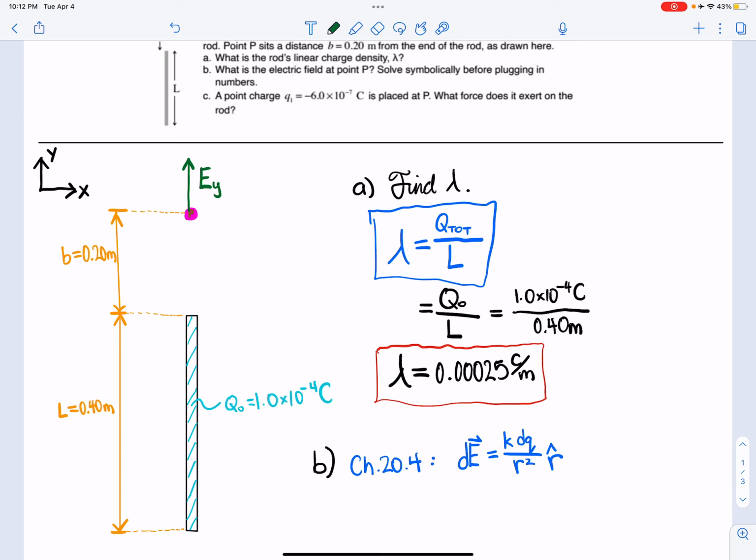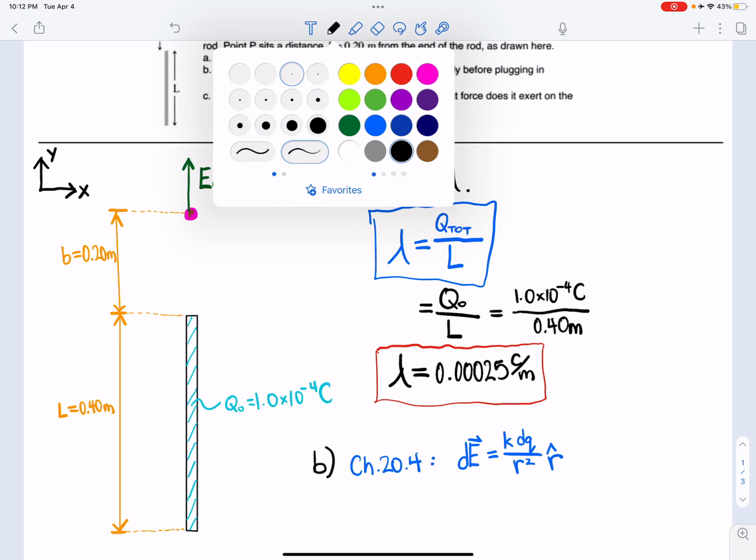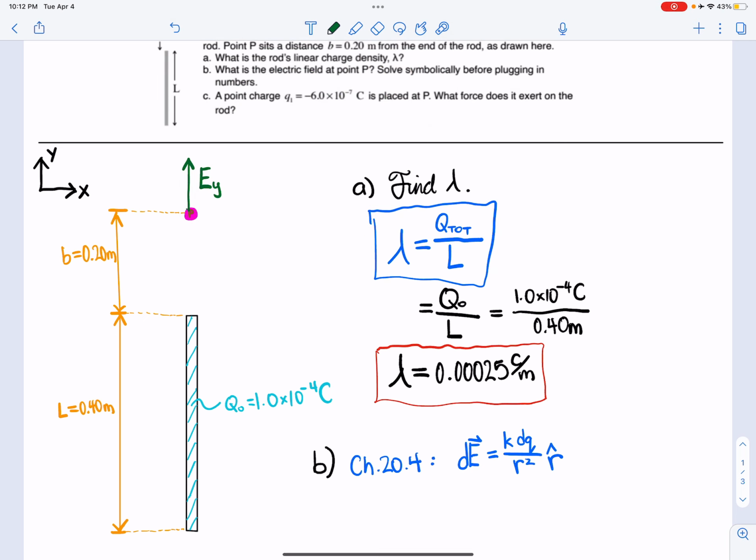And why is that? Because P is sitting directly above the thin rod right here. So there's no x component of my electric field. It's not like the electric field will push it at an angle or to the right or to the left. That's not the case. There's no angle. It's just going straight up, right?